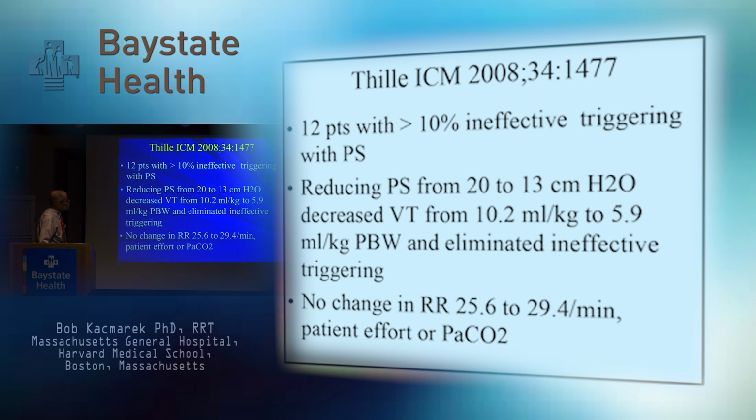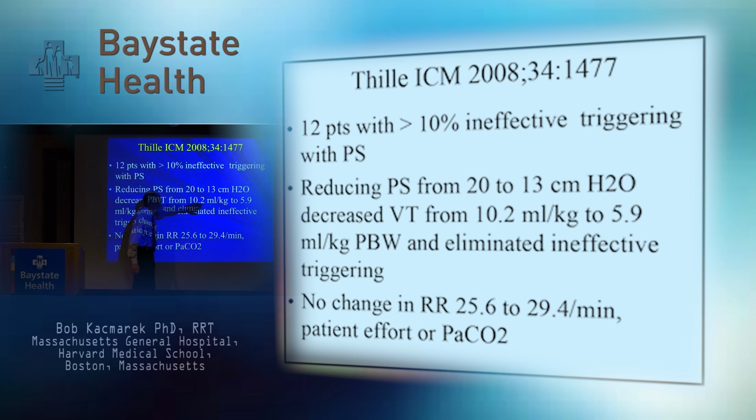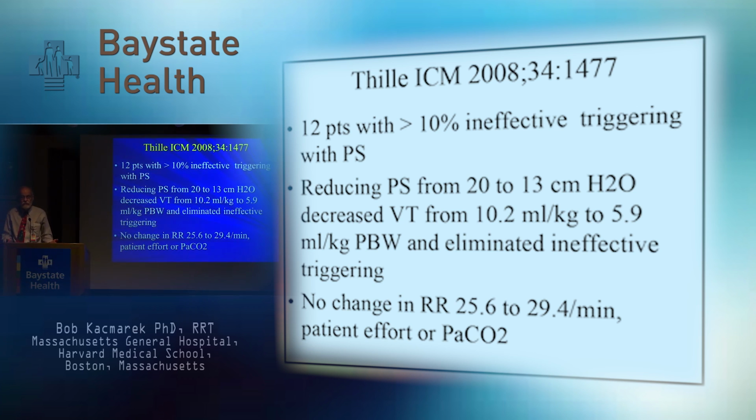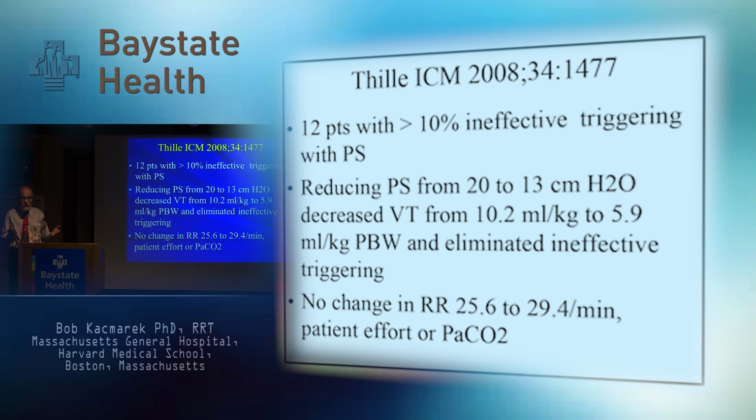This was a study now 10 years ago by Laurent Brochard's group, 12 patients, 10% of the breaths ineffective triggering. They were on high levels of pressure support. They decreased the pressure support from 20 to 13. The tidal volume went from 10 to 6, and the mistriggering was totally eliminated. They were just overinflating these patients. Their normal ventilatory response was not such that they had a long enough expiratory time to exhale back to baseline. They mistriggered.